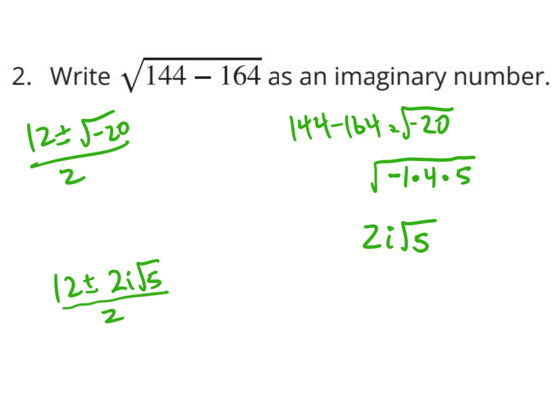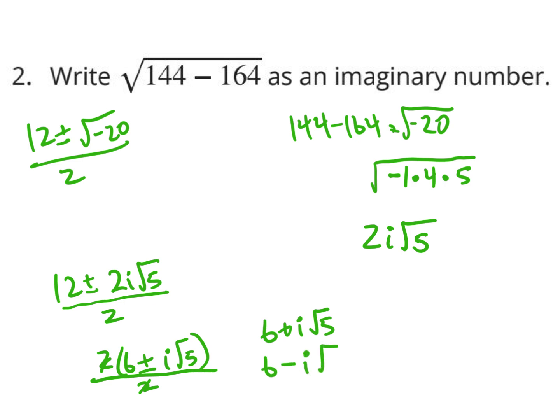So now what I'm going to do is see if I can take a 2 out. 12 divided by 2 becomes 6. 2 divided by 2 becomes 1. So that's just i root 5. I factored out a 2 so that they can cancel out. And my answer is 6 plus i root 5 and 6 minus i root 5.